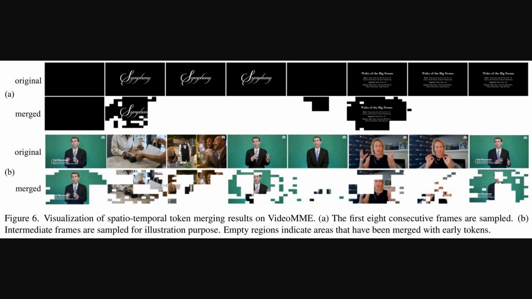So to see this in action, this next figure provides a fantastic visualization. In the top example, you have text on a static background. The merging process smartly removes almost all the redundant black space, while keeping the fine-grained tokens for the text itself. You can see how in later frames almost nothing is left, because the temporal merging recognized the text was static. The bottom example shows a more dynamic scene. And again, static parts like the green screen are heavily compressed, while key details like faces and hands are preserved. This really drives home how the method intelligently keeps what matters.